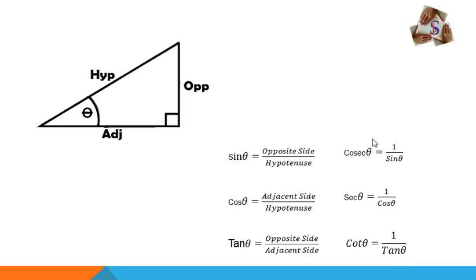These trigonometric ratios are reciprocals of our main three standard trigonometric ratios. So cosecant theta is 1 by sine theta. The reciprocal of sine theta gives you cosecant theta. The reciprocal of cos theta gives you secant theta. And the reciprocal of tan theta is cot theta.